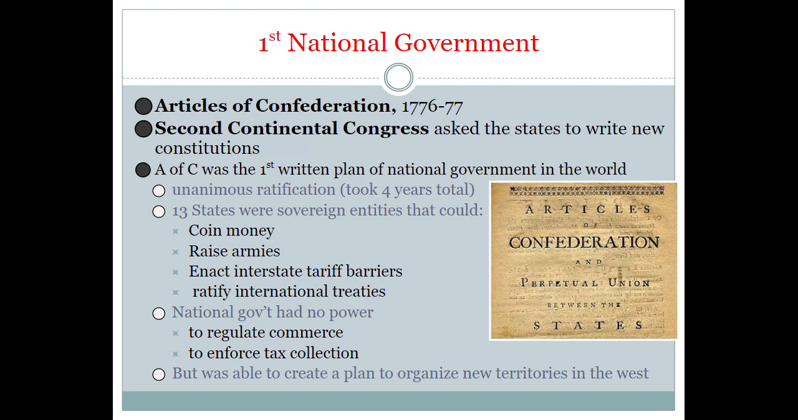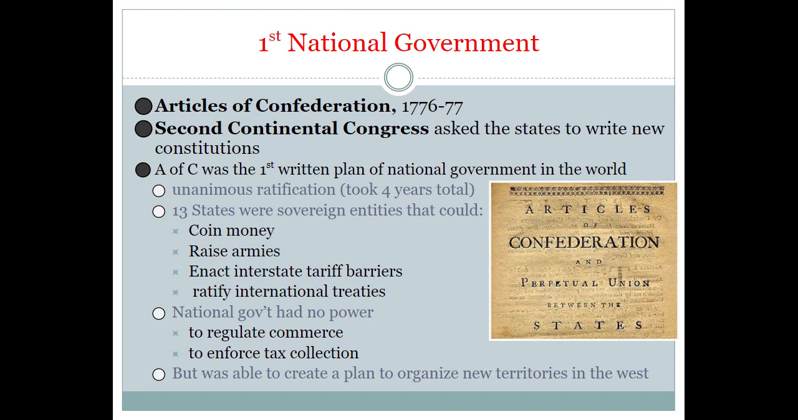The 13 states did not want to give up too much power and authority. They hoped to run themselves as they saw best as sovereign entities, not really looking to a national government with any power, actually afraid of a national government that would have too much power. So every state, as of 1777, that ratified this document coined its own money, raised its own individual armies, created tariff barriers against other states, and could even go so far as to ratify international treaties with other nations. So this gave a tremendous amount of power to the states and very little power to the national government.